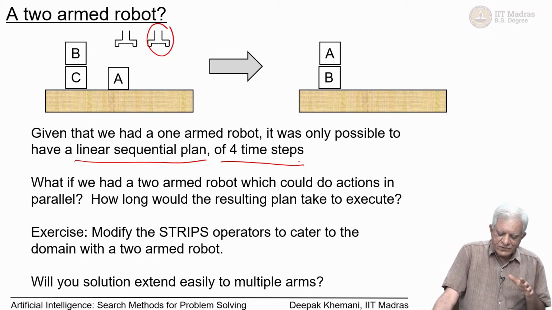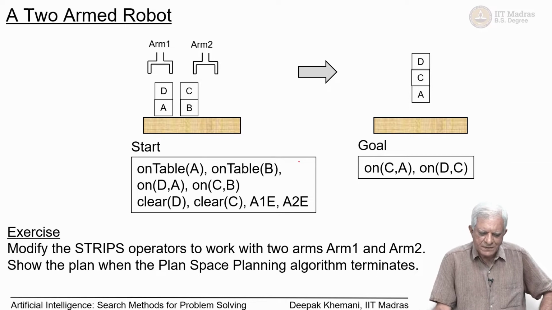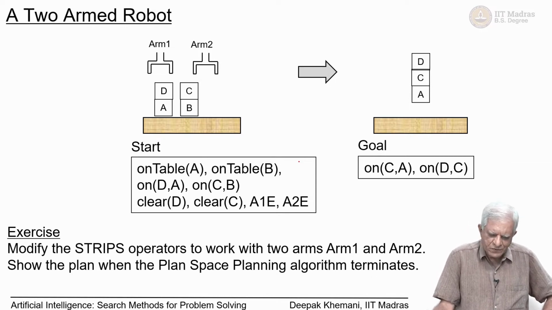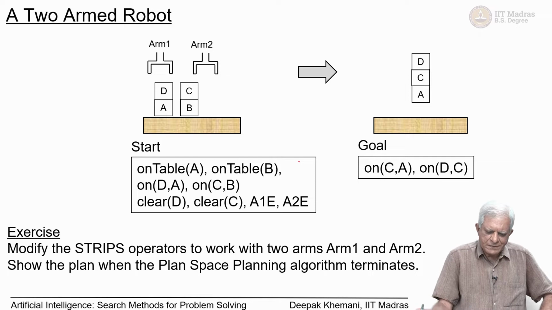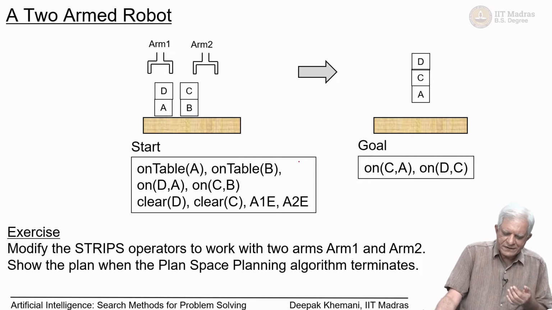And then you must ask the question: how can you have a general method which can be extended to multiple arms? But let us first tackle 2 arms, and so this is a problem given to us. There are 2 arms, let us just call them arm 1 and arm 2, and there is some planning problem that we are trying to solve, in which there are 2 columns, D is on A and C is on B, and we want D to be on top of C, but C should be on top of A, and we do not care where A is, essentially.